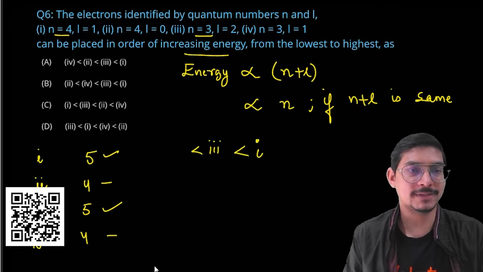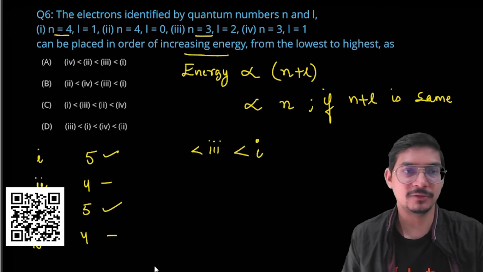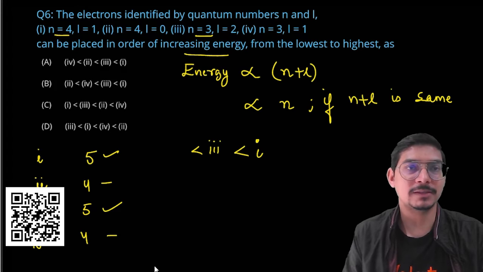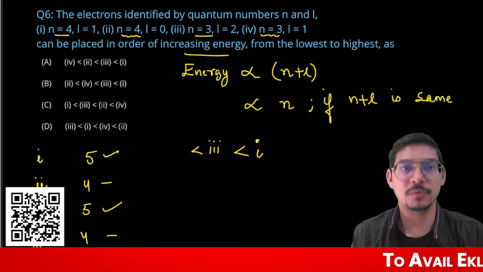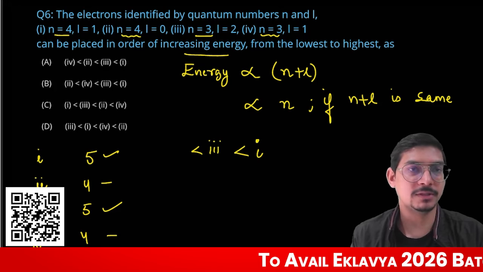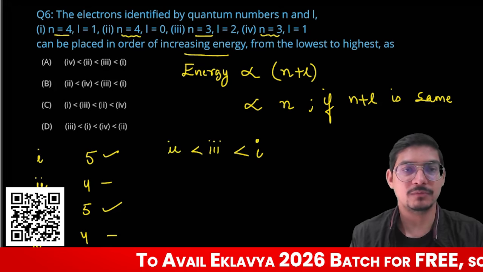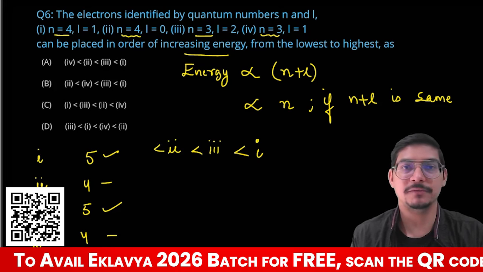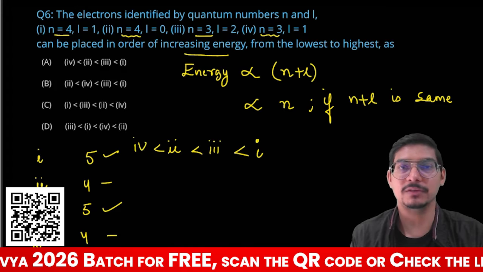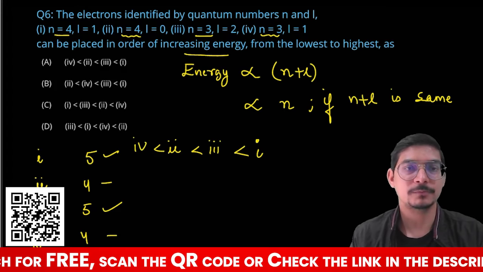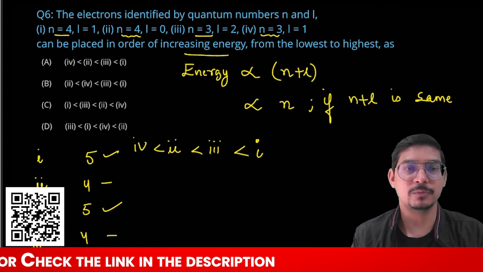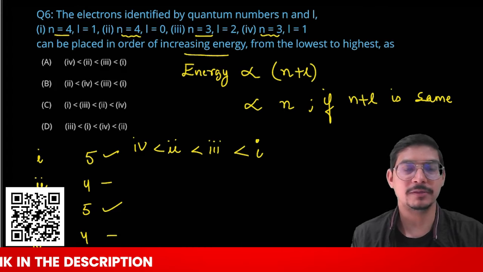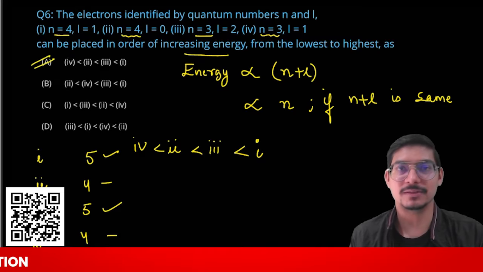Now coming to second and fourth, both of which have the same value of n plus L. Again, we check that in second, the value of principal quantum number is 4, but in fourth, the value of principal quantum number is 3, which means that n is equal to 4 will have higher energy here, which means second set would have higher energy and the fourth one will have lower energy because the value of principal quantum number is also low. So the correct order of increasing energy of these electrons would be fourth, second, third, and first. So option A is the correct answer to this question.